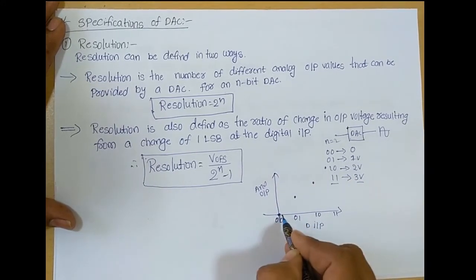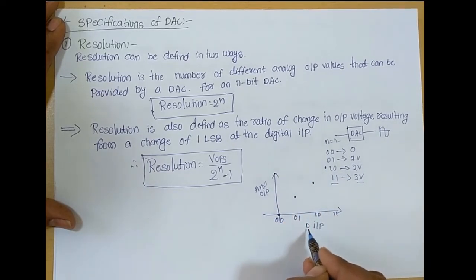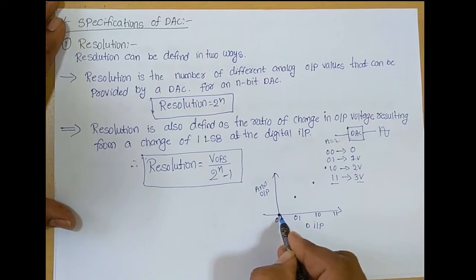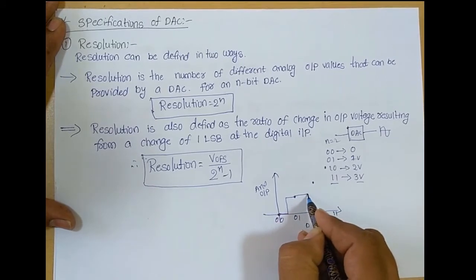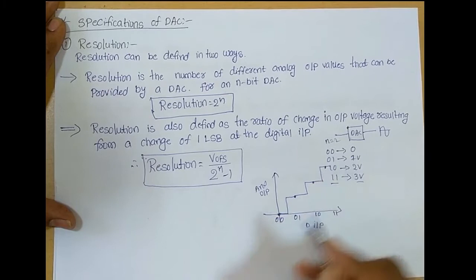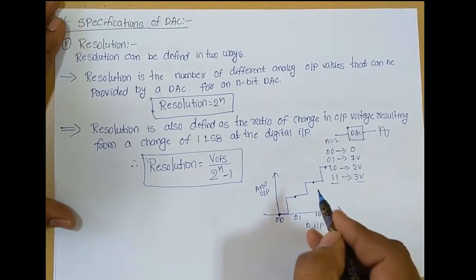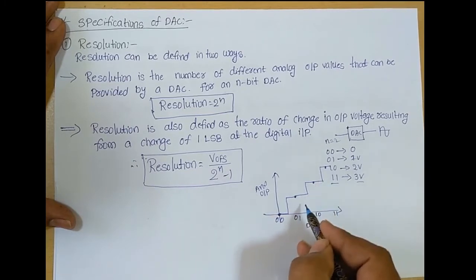We know that this analog signal is not linearly varying with respect to the given input digital bits. Here the analog signal suddenly moves from 0 volts to 1 volt, and again from 1 volt to 2 volts and 2 volts to 3 volts. Now, observing this digital to analog converter response, it looks like a staircase waveform.